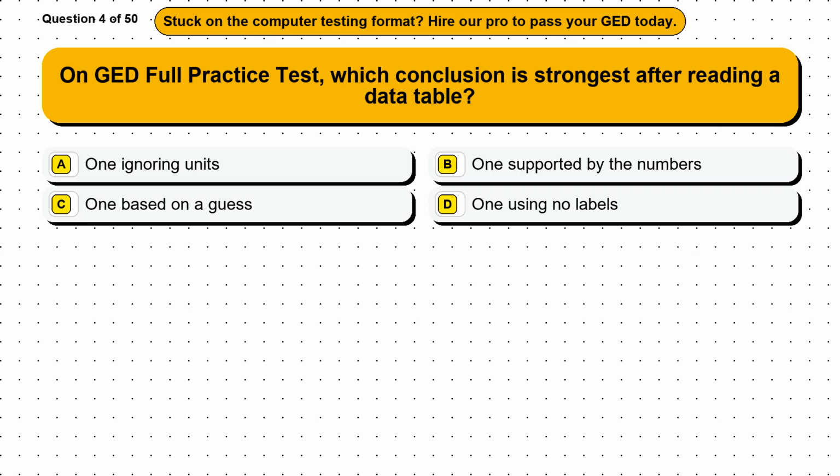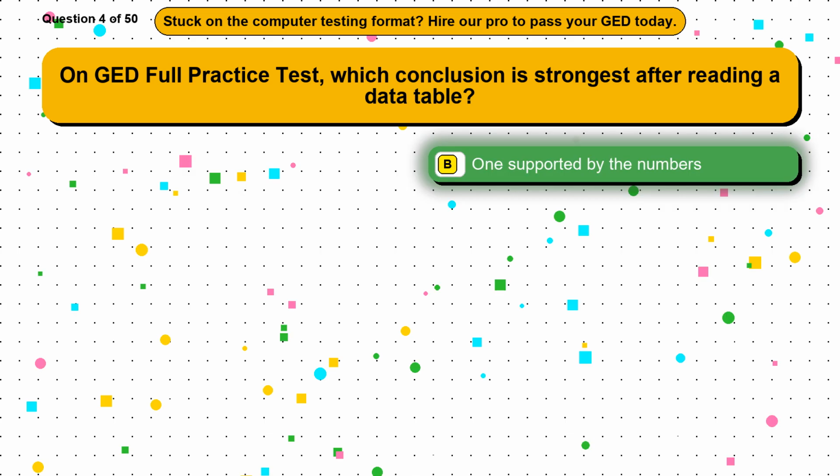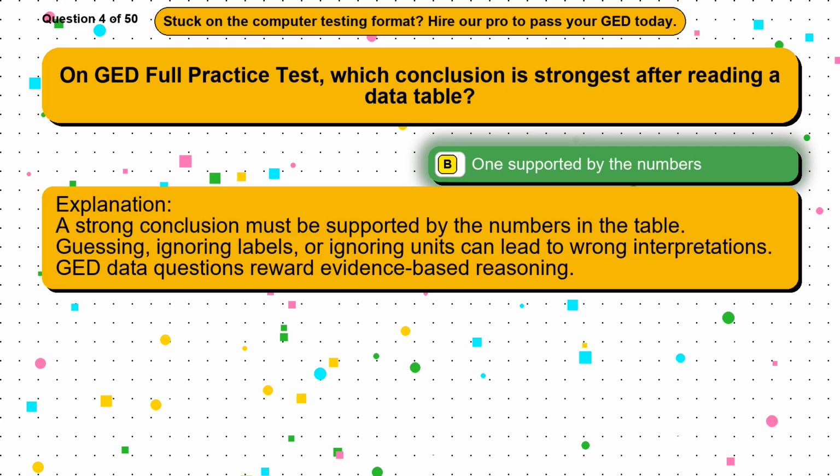Question 4. On GED Full Practice Test, which conclusion is strongest after reading a data table? Option A. 1 ignoring units. Option B. 1 supported by the numbers. Option C. 1 based on a guess. Option D. 1 using no labels. The correct answer is option B. 1 supported by the numbers. A strong conclusion must be supported by the numbers in the table. Guessing, ignoring labels, or ignoring units can lead to wrong interpretations. GED data questions reward evidence-based reasoning.